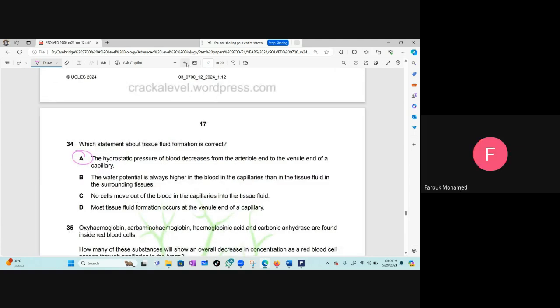It is correct because it decreases from the arterial end to the venule end of the capillary, the hydrostatic pressure. Yes. We always used to draw it this way. We have the arteriole, and then we have the capillaries, and we have the blood cells, and then we have the venules that will join to make a vein.